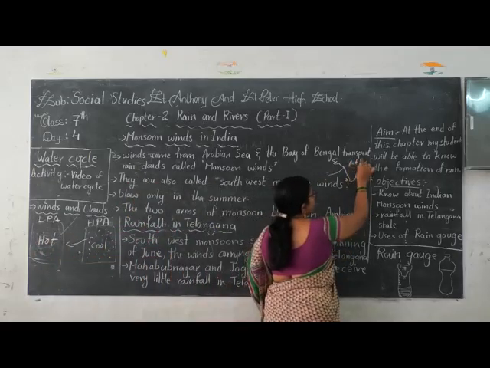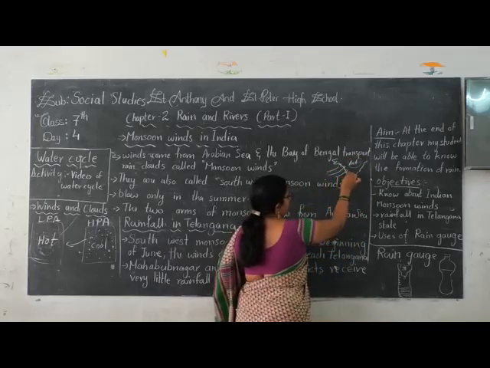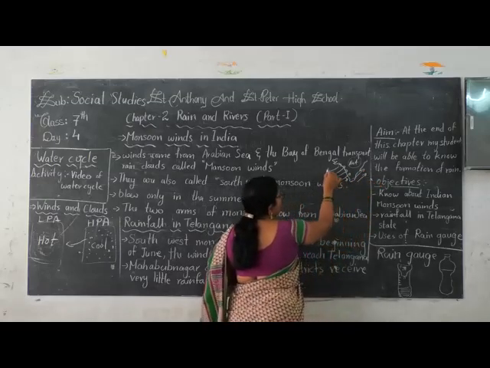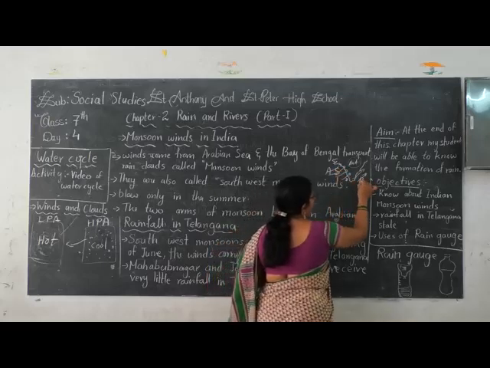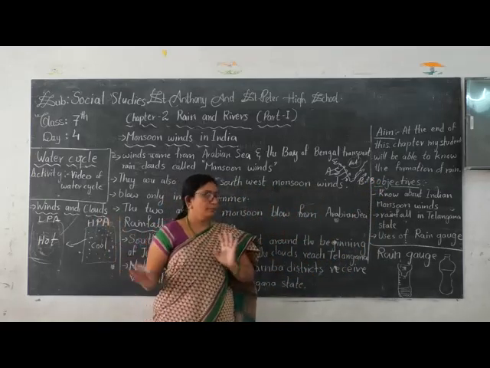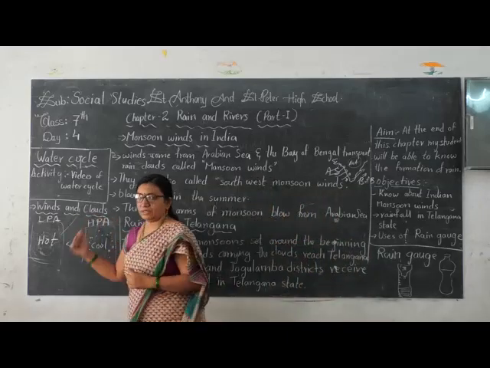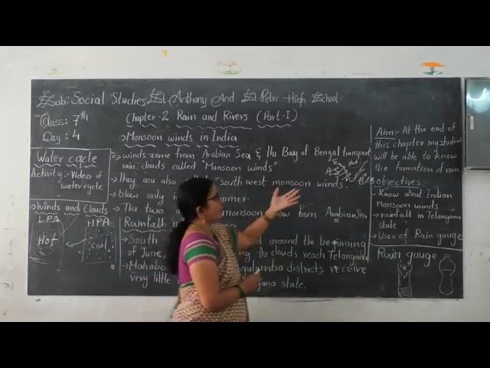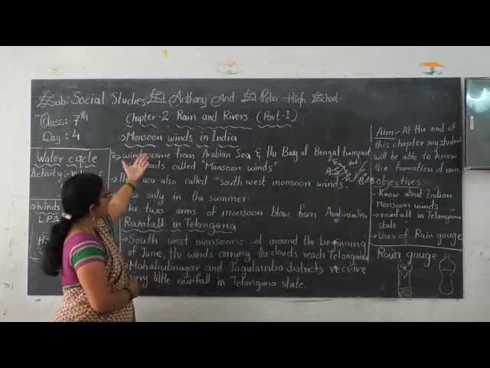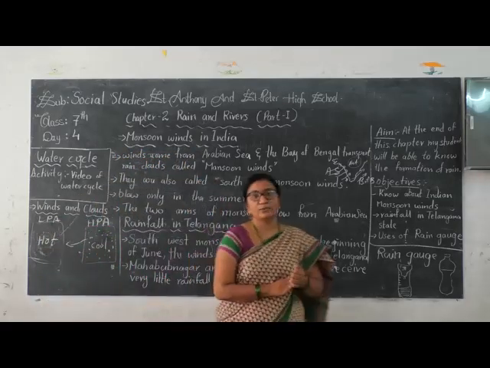When a low pressure area is created here, the winds move from seas to land. They move from both the Arabian Sea and the Bay of Bengal. The winds which flow towards the land carry the clouds along with them, and they rain on the land. These winds which blow are known as monsoon winds in India. These winds have a lot of impact on Indian rains.